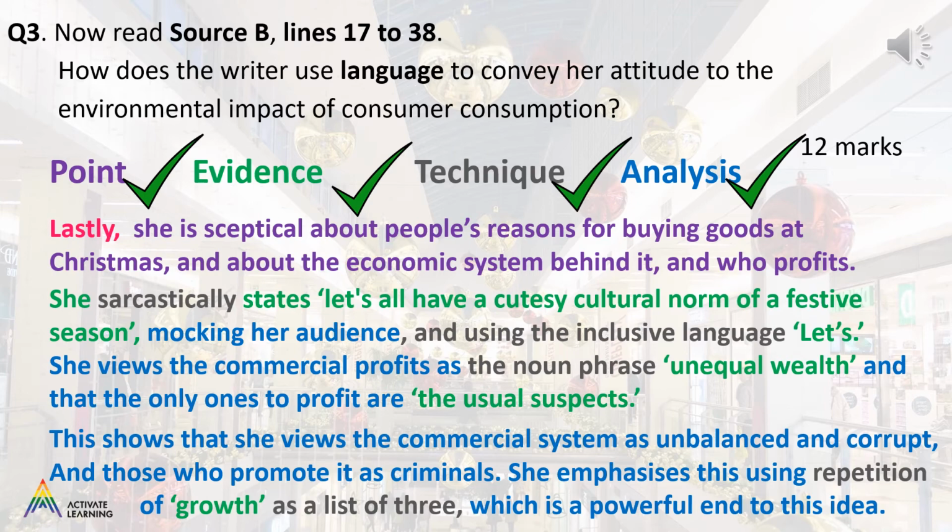And again, I've used 2 chunks of analysis on slightly different aspects of this particular topic, which is her scepticism about people's reasons for buying goods at Christmas and about the economic system behind it and who profits. So I've mentioned sarcasm and inclusive language, repetition, the list of 3, and the ideas that she doesn't trust the people who make the profits and that she views them as criminals.